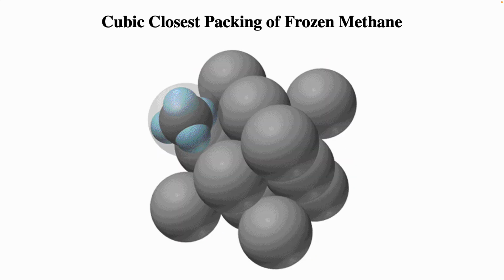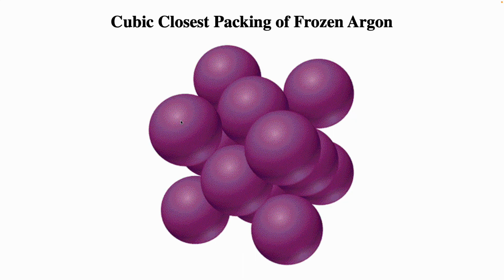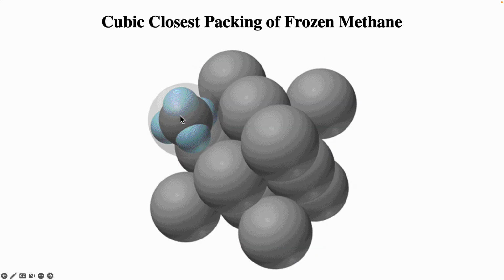And you can also have it for methane. Now again, each circle, remember, can correspond to an atom, ion, or molecule. And so for argon, the circle corresponds to an atom of argon. For methane, it corresponds to a molecule.